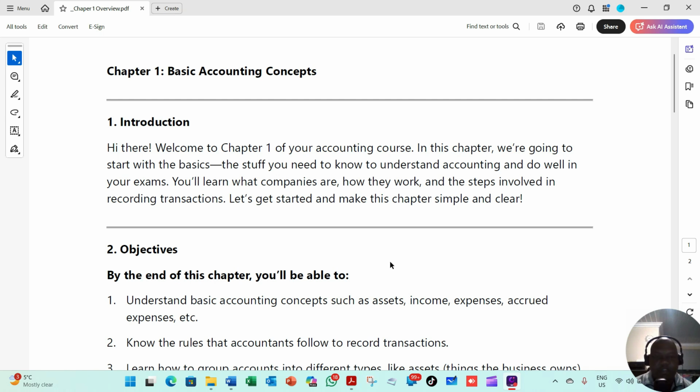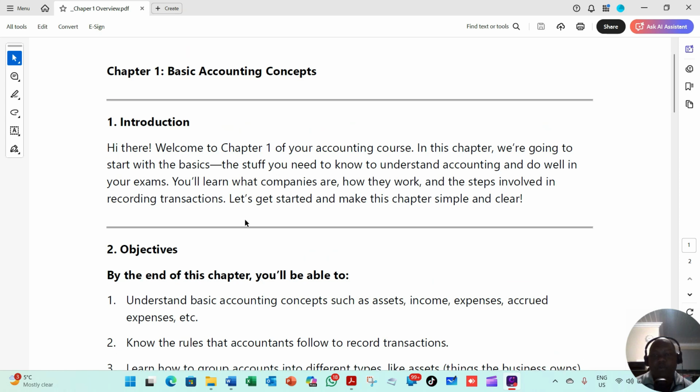You can't claim that you know accounting when you do not know these concepts. For example, if you do not know what an asset is, you can't prepare a balance sheet, you can't prepare any financial statement when you do not know these concepts. They are the background of accounting. So let us take this chapter very seriously.